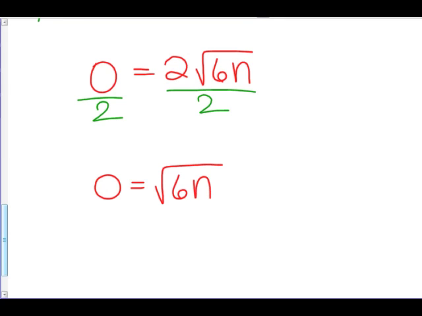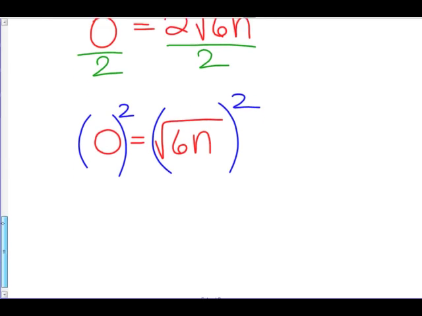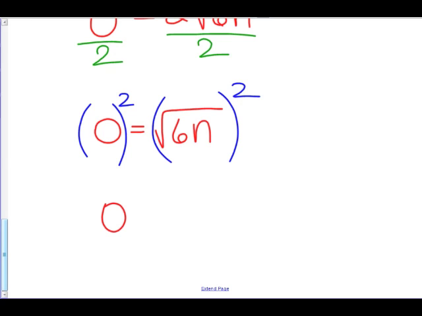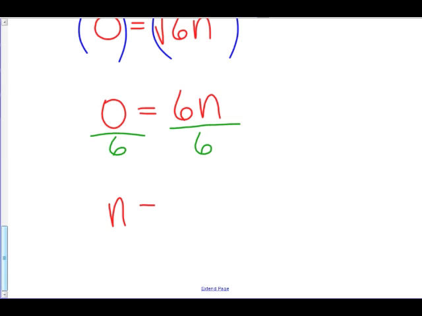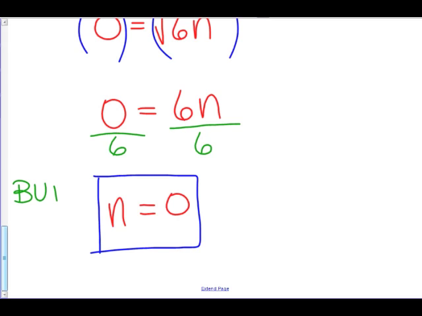To get rid of the square root, we have to square both sides. 0 squared, that's 0. And root 6n squared, the square root and the square cancel out, and we have 6n. Divide both sides by 6, and n is equal to 0. Now, because we squared both sides twice, we might have an answer in here that doesn't fit the original equation. So let's plug n equals 0 back into the original equation. We have to do this every single time we square both sides of an equation.